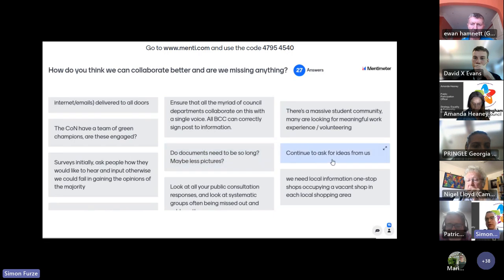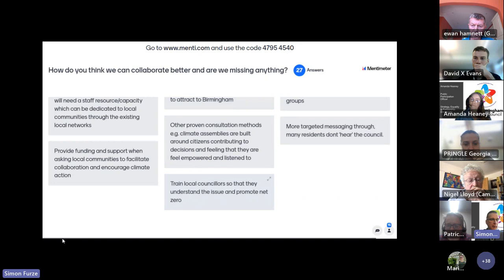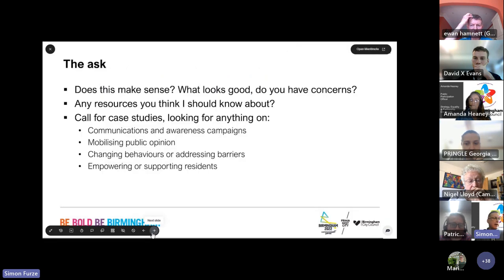I love that you continue to ask ideas from us. I think that's really important. It's about how we hear your voice and have you at the center of everything. Any last things in the chat? Good point on student volunteering, somebody just put. So I'm going to move that to there. But anything you want to bring up, Amanda?